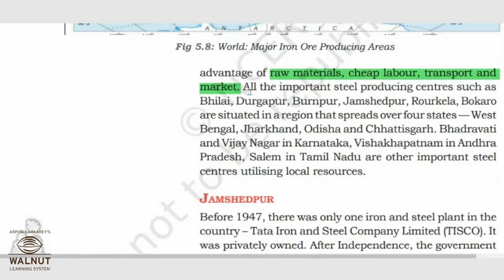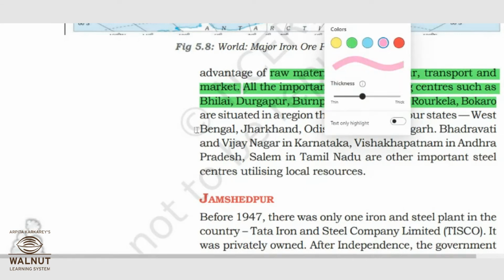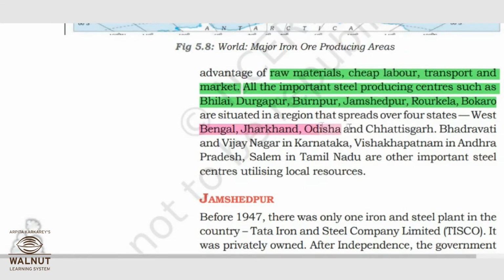Now in India, where do you find this? You find most of the steel producing centers in the eastern states. Which are those states? In these four states you will find the locations: West Bengal, Jharkhand, Orissa, and Chhattisgarh. These are the places in East India where you will find most of the iron and steel industry located. You know, right? Jamshedpur was the place where the first iron and steel industry was set up in India.